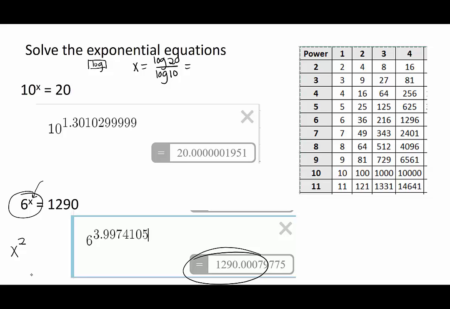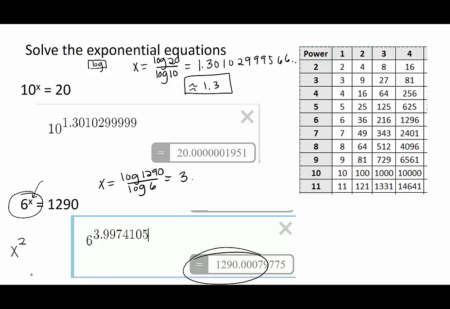So using the log function, we can see that x is equal to 1.3010 and so on, which rounds to 1.3. So if you do not know the exponent, you can use the log function to solve for the exponent. Let's try this one. x is equal to log of the answer divided by log of the base. So plug that into your calculator and see what you get. And that rounds to 3.99, which would actually round to 4, depending on what place we're rounding to.